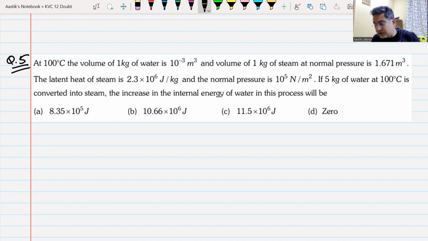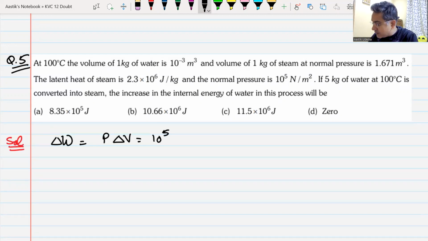I have already shown you how this question is done. I'll give you this as a practice. You have 2 minutes to give me the answer. Okay. So how are we supposed to do this? First of all, we will find the work done in this process. Work done in this process will be P into dV. The pressure is given as 10 raised to the power 5. How much is the change in volume?